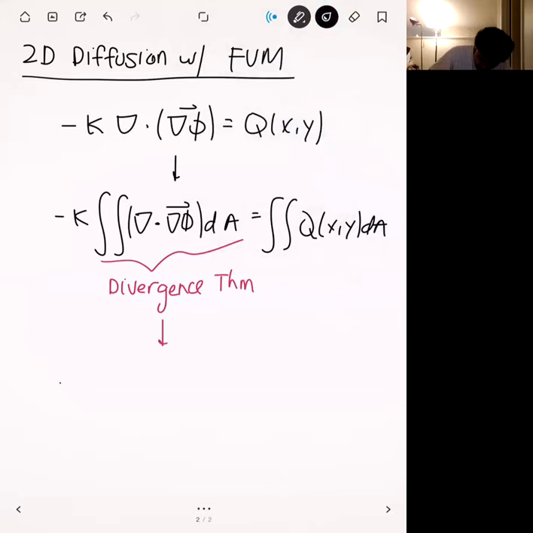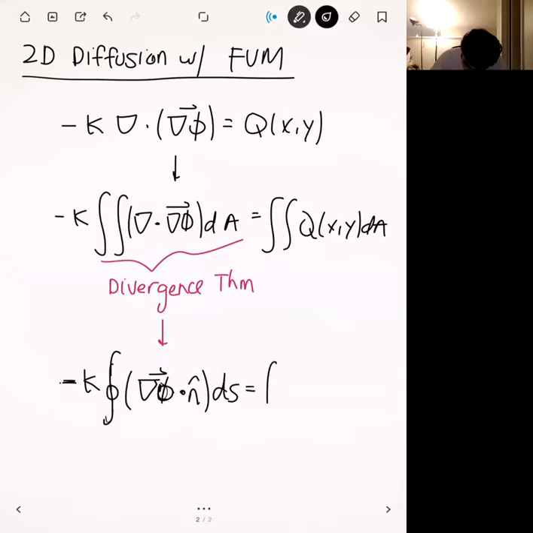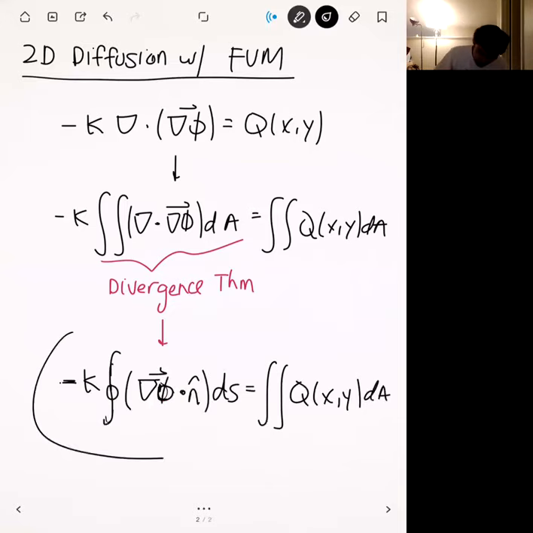What we get is minus k integral around the boundary of gradient of phi dot product with the normal vector ds, okay? And this is equal to the double integral of our source term. Okay, and so I'm going to focus the majority of this time on the first term right here, because that's where most of the magic happens.